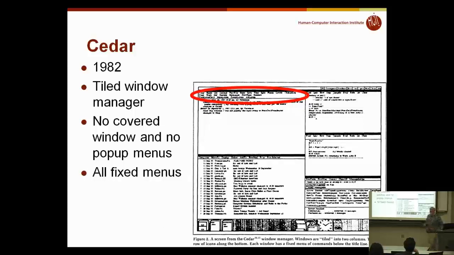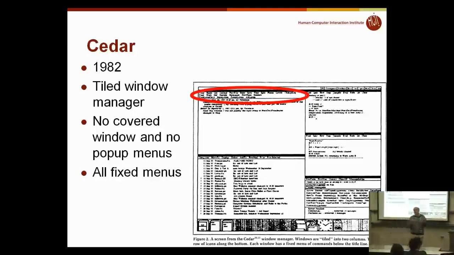Cedar was another Xerox system that we saw last time, which was purely tiled and had no pop-ups. So that was pretty radical. They said nothing is going to pop up in Cedar. So every other system that claimed to be kind of tiled, like the Star, still had lots of pop-ups. But Cedar had no pop-ups, and so all the menus were fixed menus. But they would sometimes change content.